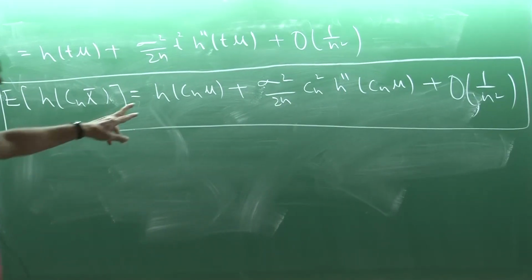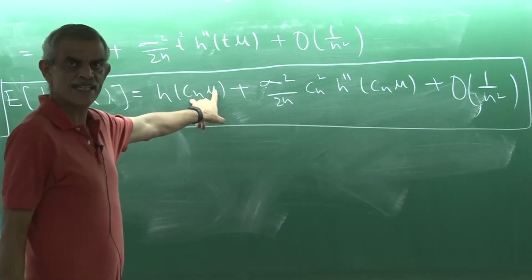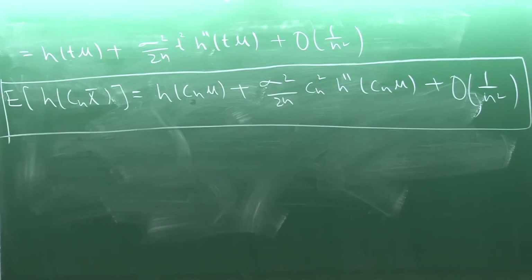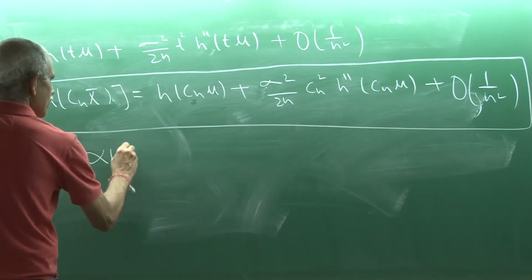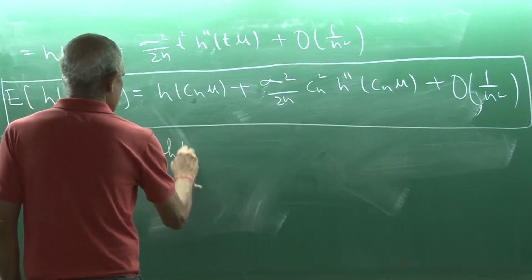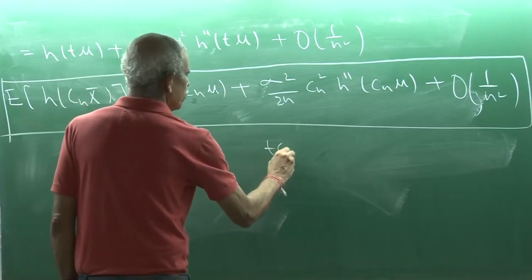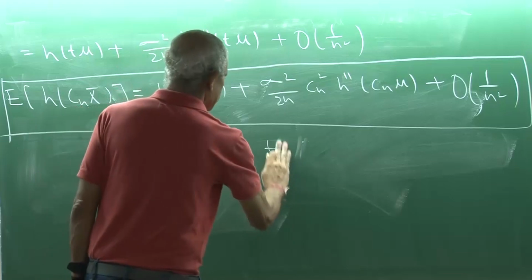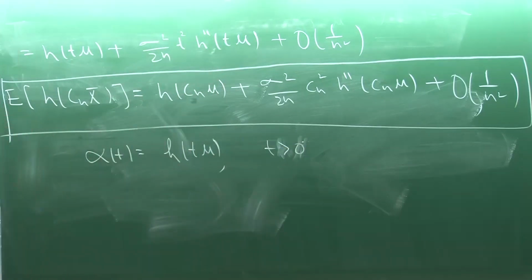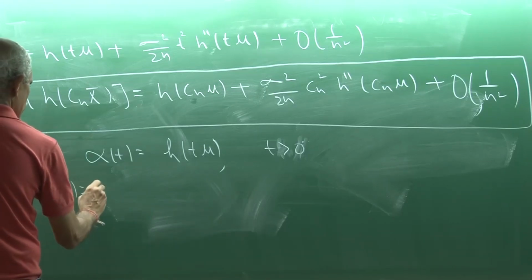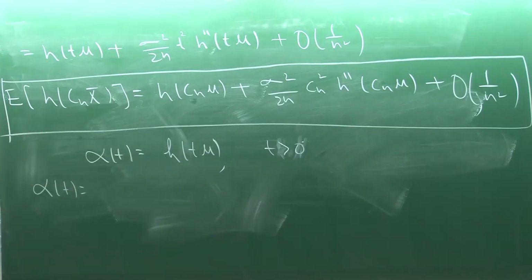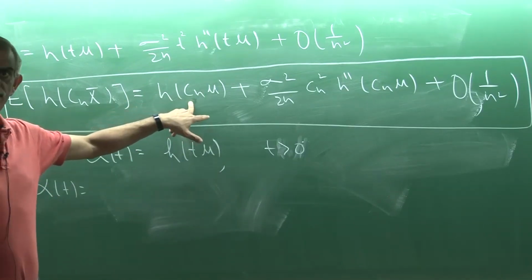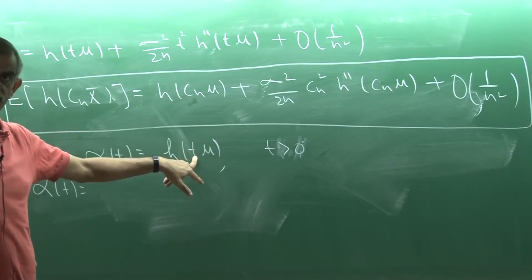Now what I need to do is further expand h of Cn mu. So I consider alpha t as h of t mu, where t belongs to R. In fact, t would be greater than 0, because Cn is 1 plus a by n plus little o 1 by n square. So as n goes to infinity, this goes to 1. So I expand it around t equal to 1, because I want Cn mu in terms of h of mu.